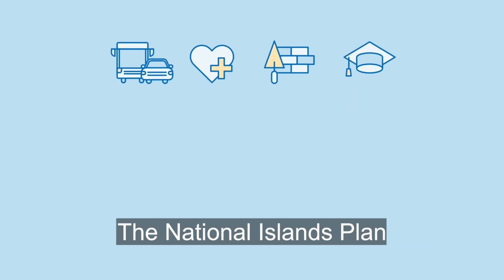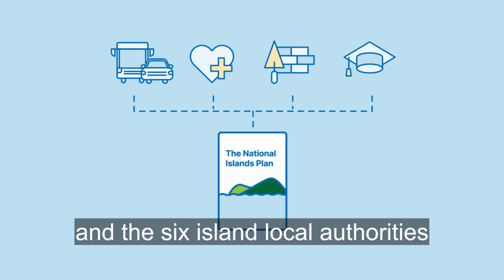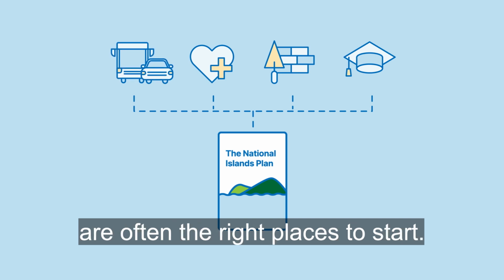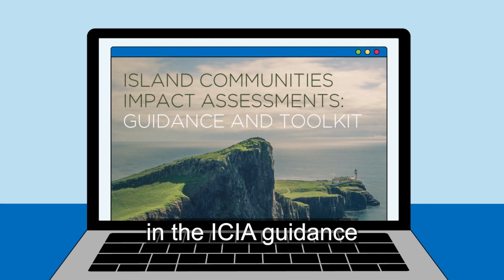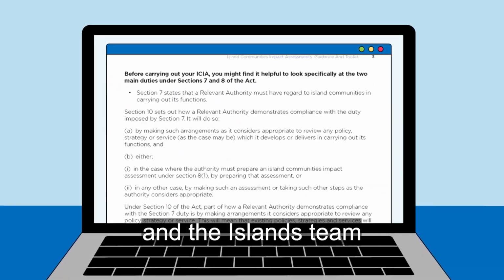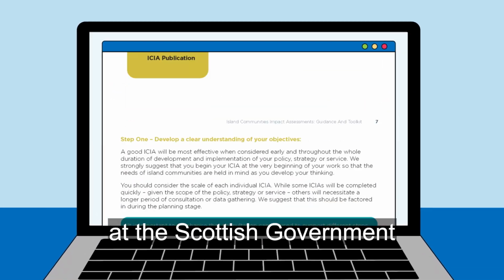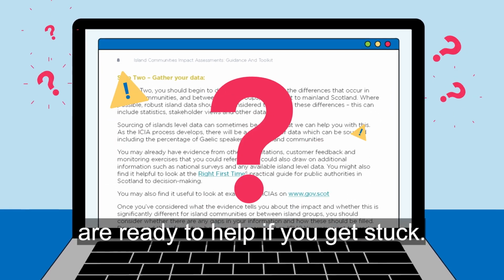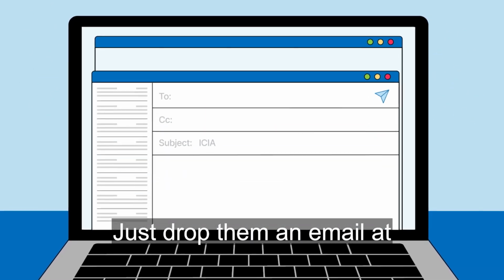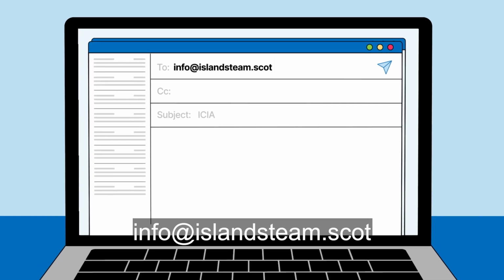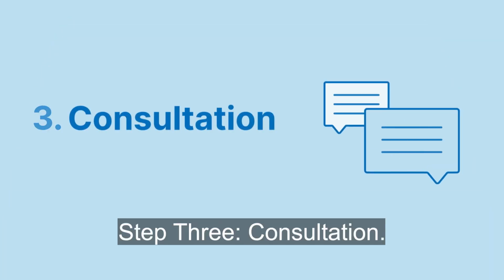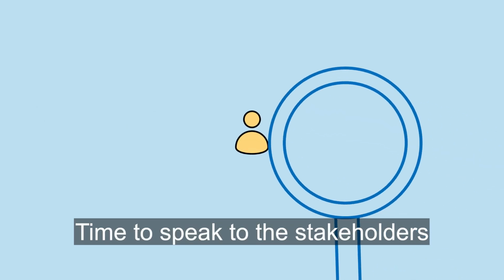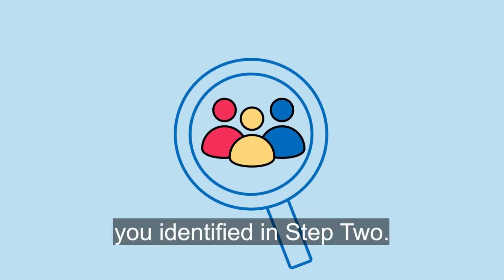The National Islands Plan and the 6 island local authorities are often the right places to start. You'll find plenty of data sources in the ICIA guidance, and the Islands team at the Scottish Government are ready to help if you get stuck. Just drop them an email at info@islandsteam.scot.